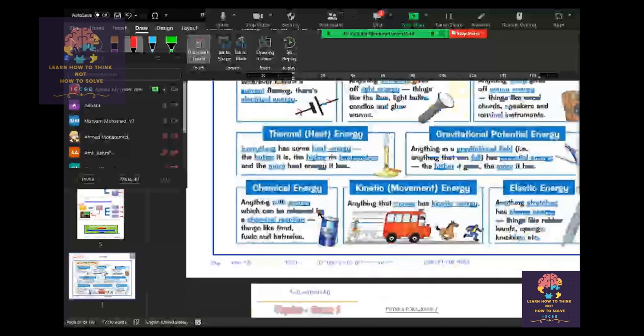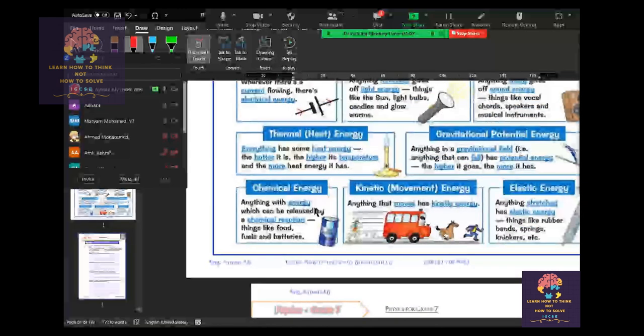Thermal heat energy. Everything has some heat energy. The hotter it is, the higher its temperature and the more energy it has. Chemical energy. Anything with energy which can be released by a chemical reaction. As we said before, batteries store chemical energy, but due to the chemical reaction inside the battery, it is converted into electric energy. The chemical energy inside food, when we eat it, is converted into kinetic energy in our body and thermal energy also.